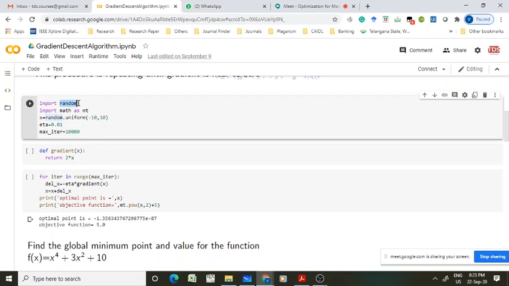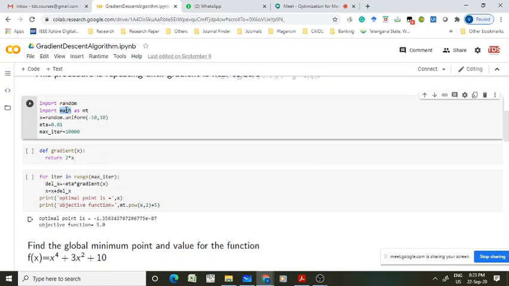To select the starting initial value, step 1. Because in the initial stage we are randomly choosing some initial point, to choose that initial point randomly I am using the random library. So I am importing the random library. Now I am importing the math library to use some mathematical functions.